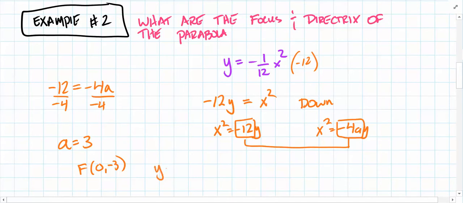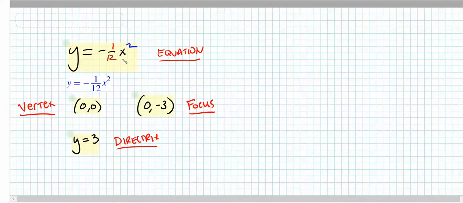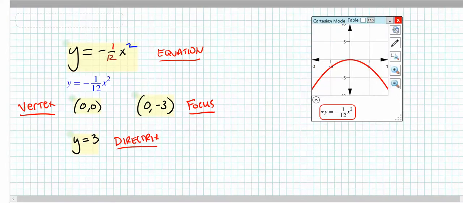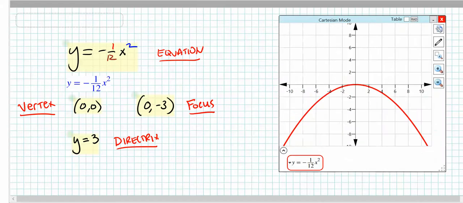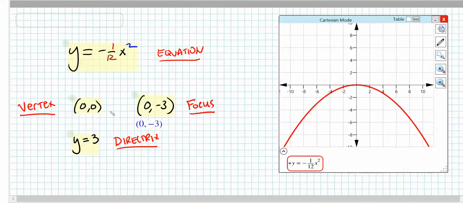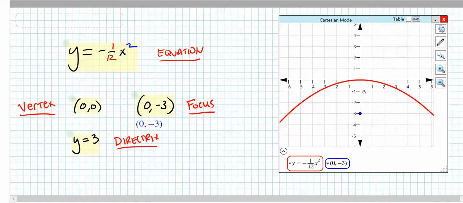So if my focus is at 0, negative 3, then my directrix has to be at the line y equals 3. And let me show you all this stuff on Fluid Math. So here's the original equation, and we'll put that over here. My parabola opens down. The focus was at 0, negative 3, which is right here. Notice that it is 3 units down from where the vertex was. So that means the directrix has to be 3 units back, and it's going to be a horizontal line, y equals 3. So watch, when I put that on there, there it is, y equals 3.